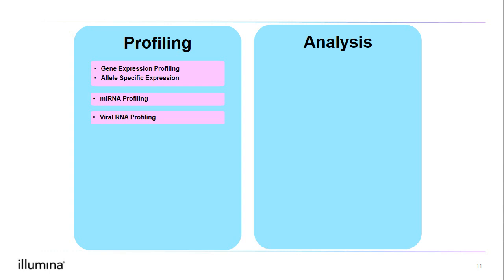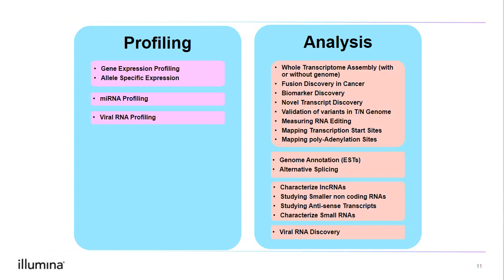In terms of analysis, the questions we ask would be, what is the sequence and are the sequences different? So this would be looking more at the sequence itself rather than counting how many transcripts are available. This would include whole transcriptome assembly, looking at novel fusions, biomarker discovery, and novel transcript discovery, among others. We can also look at genome annotation or alternative splicing, characterize linked RNAs, study small non-coding RNAs, and even discover a novel RNA virus like SARS-CoV-2.